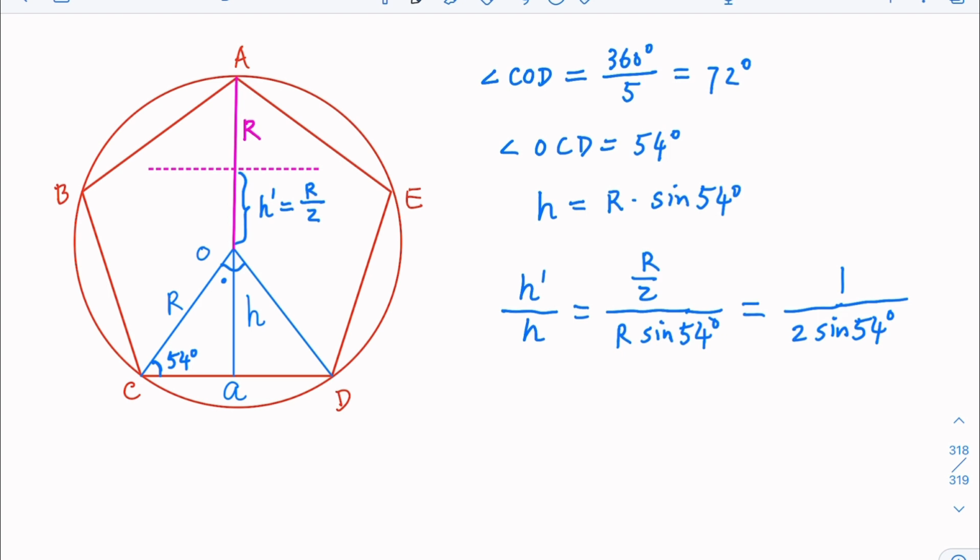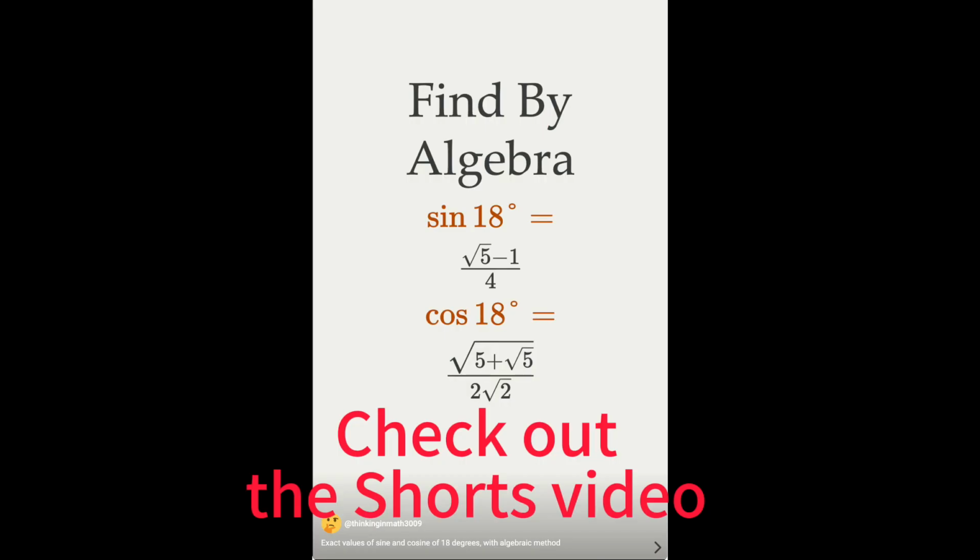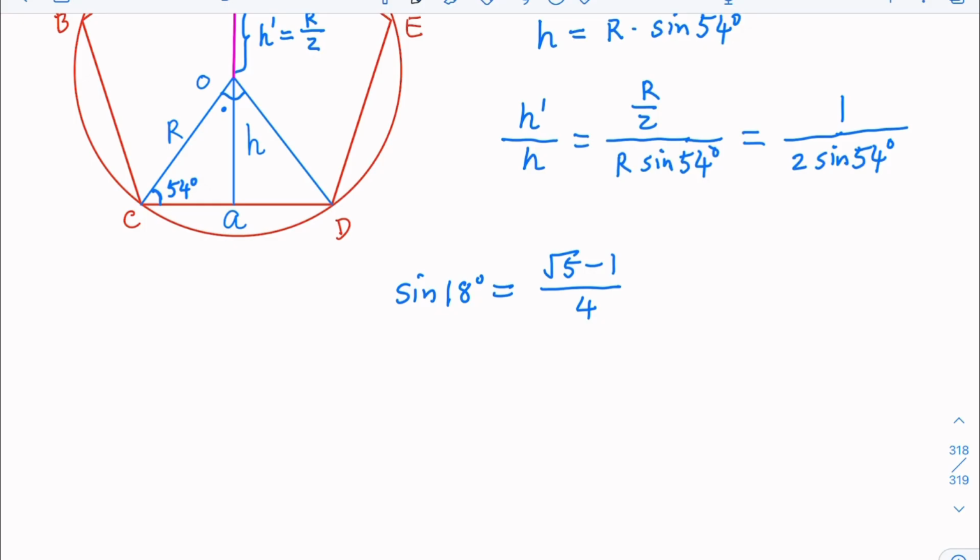So the problem is easy, even though it's problem 25, but the key here is, however, you have to know sine 54 degrees. For that, I have a YouTube short video earlier, trying to figure out what is sine 18 degrees. As a matter of fact, if you take competitive math, it's probably a good idea to memorize the value of sine 18 degrees. So what is sine 18 degrees? Sine 18 degrees is square root of 5 minus 1 over 4. And from there, you can derive.